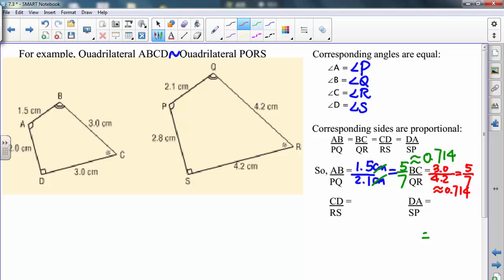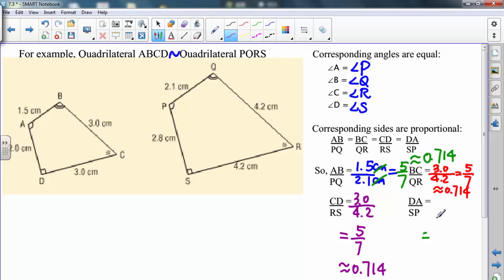Let's look at the third pair of corresponding sides. CD corresponds to RS. CD is 3.0 centimeters. RS is 4.2 centimeters. If I reduce the fraction to the lowest term, I find that the simplest fraction is also 5/7. Of course, if you want to change this one to a decimal, it must be 0.714.